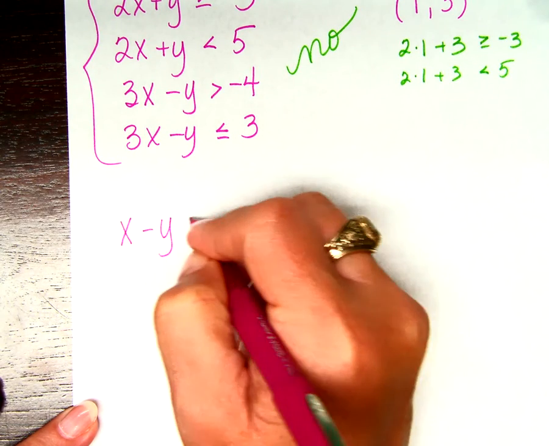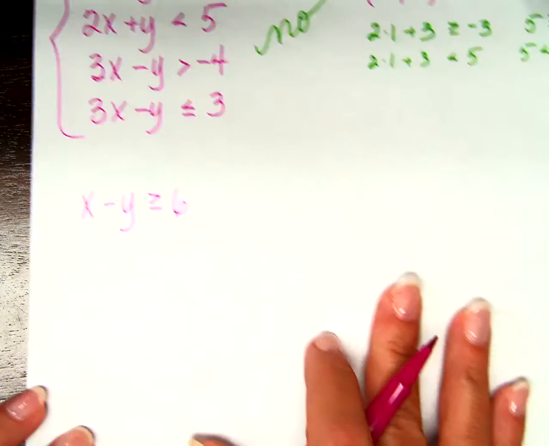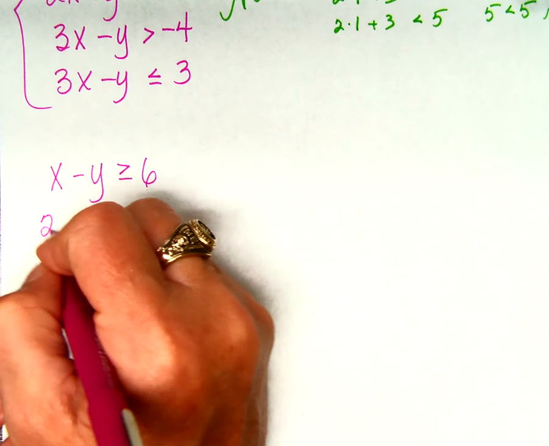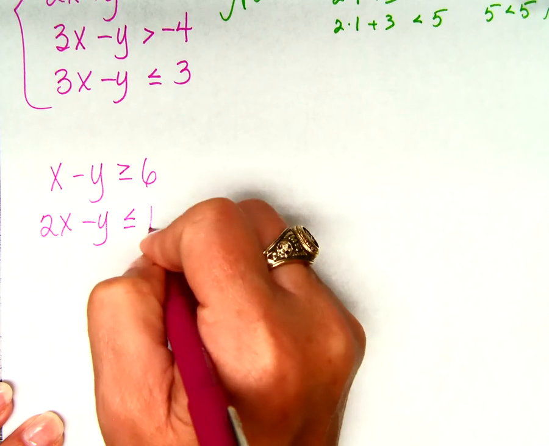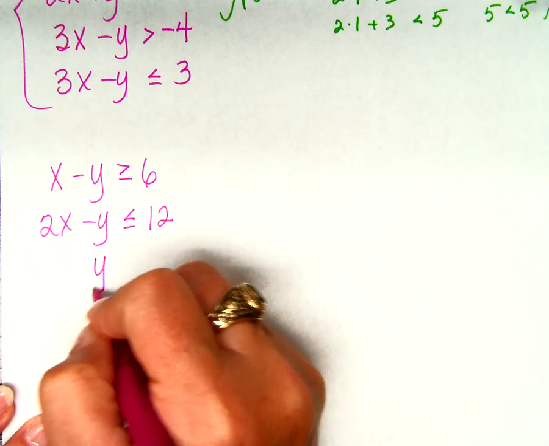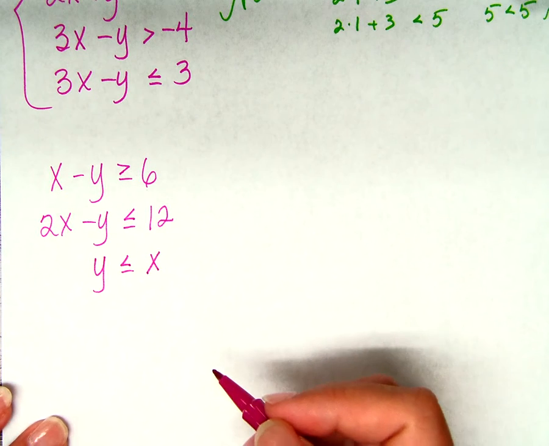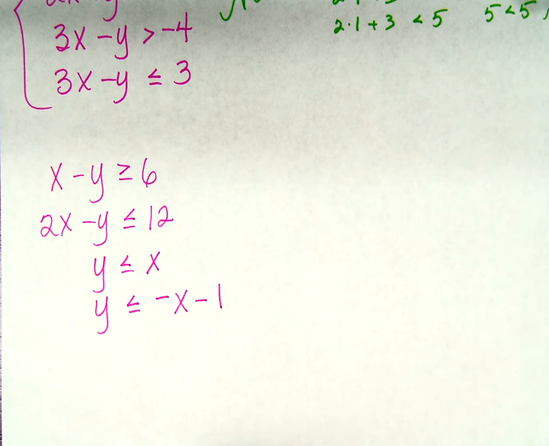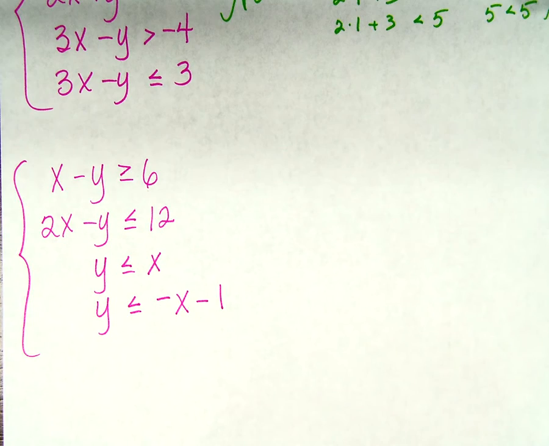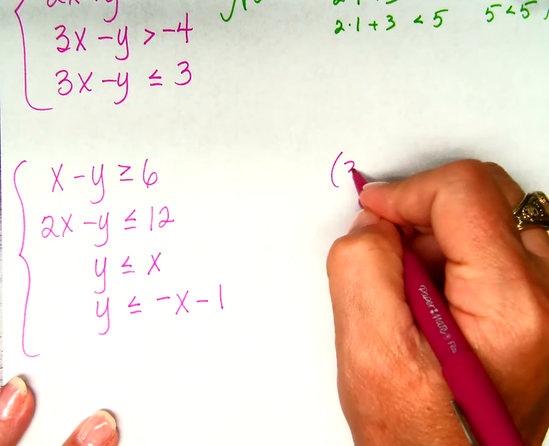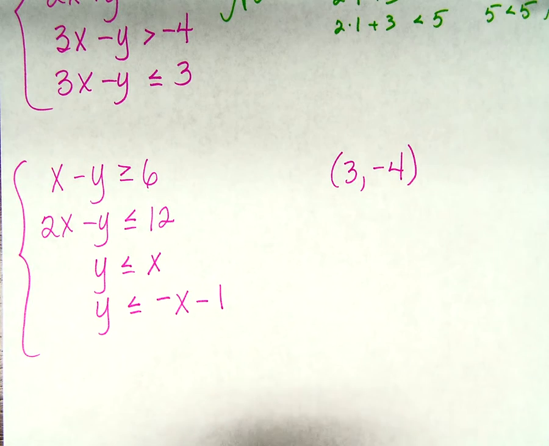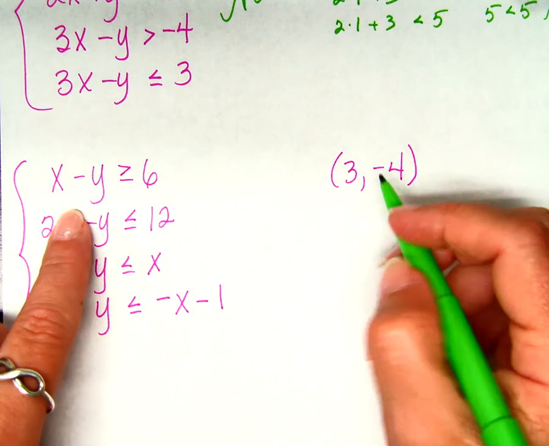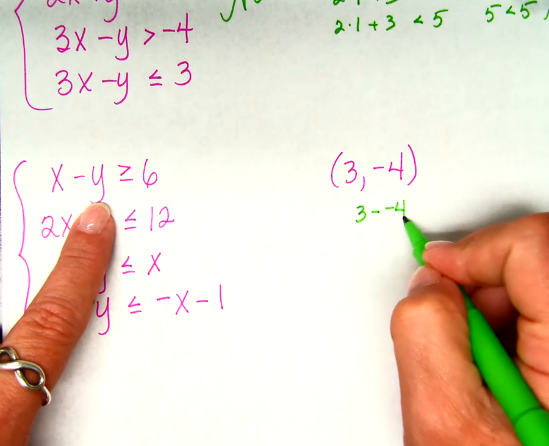x minus y is greater than or equal to 6. 2x minus y is less than or equal to 12. y is less than or equal to x. And y is less than or equal to negative x minus 1. So that's my system. My question is, is this point, (3, negative 4), a solution to this system? So 3 minus negative 4 is greater than or equal to 6.